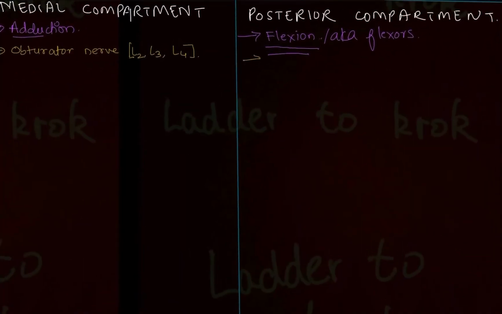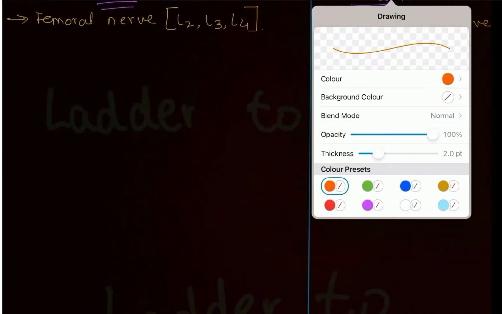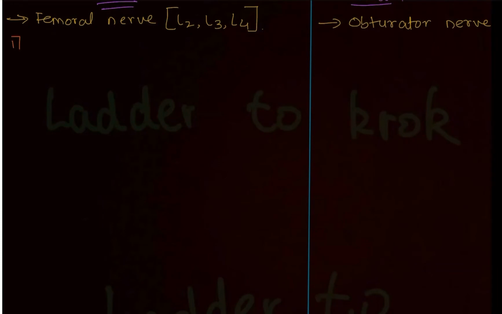Posterior compartment is by sciatic nerve. Which nerve? Sciatic nerve. What is the root value? Do you remember it? L4 to S3. Right? So let's know about the muscles in detail in each compartment. The first muscle of the anterior compartment is the sartorius muscle. Which muscle? Sartorius muscle. Now the sartorius muscle, write down, it is the longest muscle.